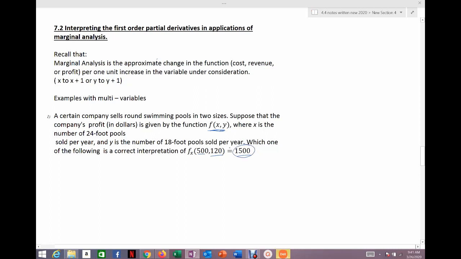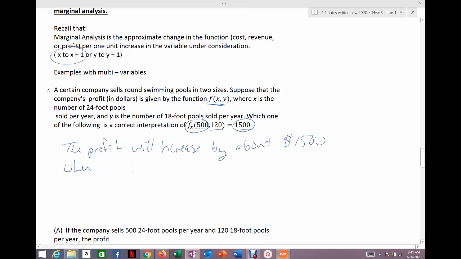Alright, so first of all, this 1500 at the end, that means the profit, because it was a profit function, will increase, because it's positive, by approximately that 1500. When the x value changes, that's the change. So that means the x value is going up by 1. When we took the derivative, we held the y value constant at 120. And so that's what's important. That's the second two parts of that.